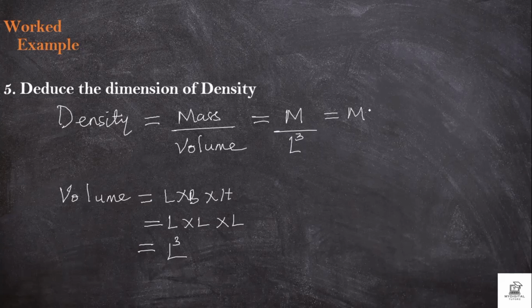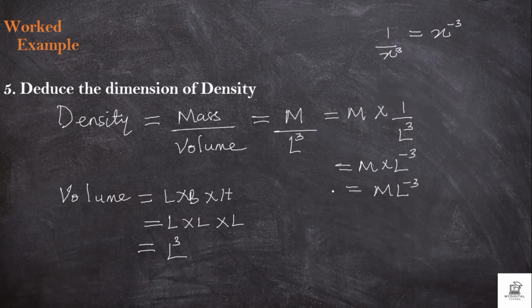This I can rewrite to be M times 1 all over L raised to power 3. I said in maths, 1 over x raised to power 3 is written as x raised to power minus 3. So that implies I'm going to have M times L raised to power minus 3, which is equal to ML minus 3 as the dimension of what? Density.